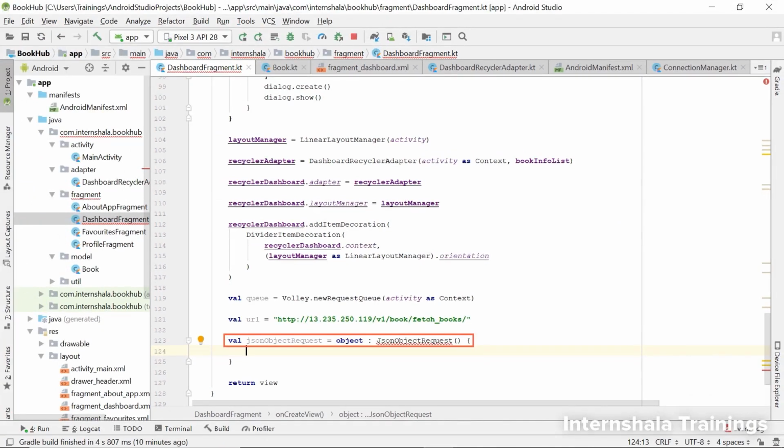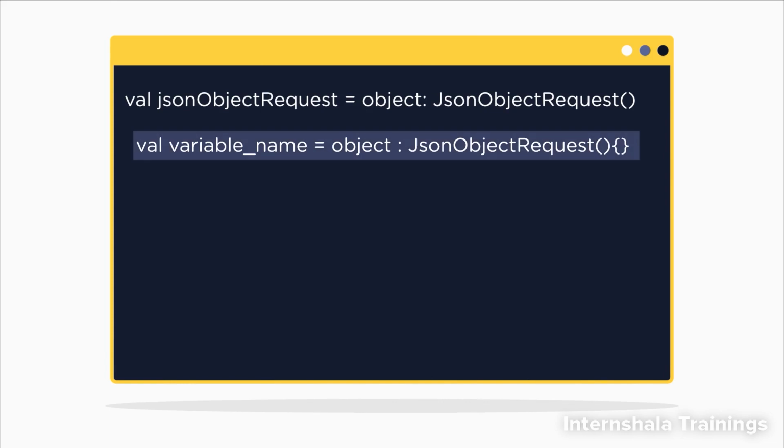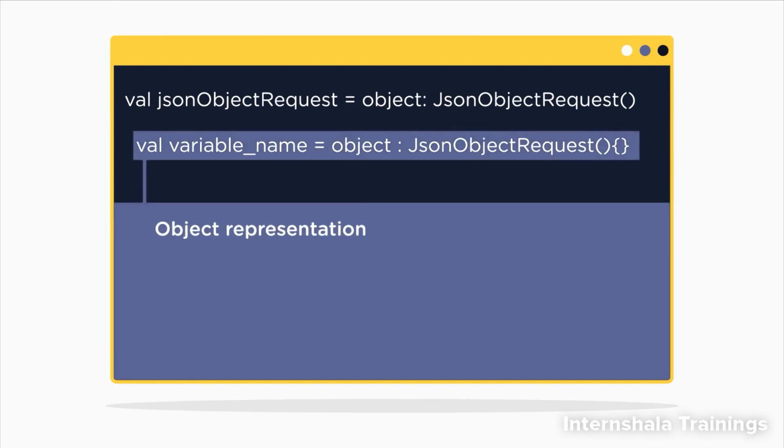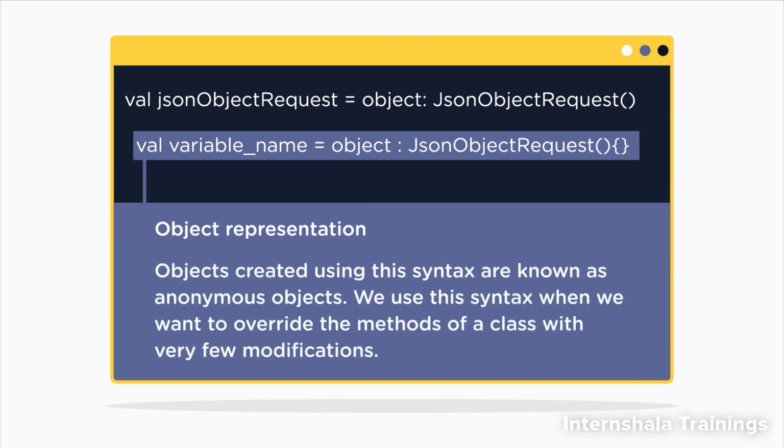Now let's understand what we've written here. We wrote this code and this is the syntax for the code. This is the syntax for object representation. It's a different way of making objects of a class, and the objects that are created using this syntax are known as anonymous objects. We use this syntax when we want to override the methods of a class with very few modifications. But why have we used this syntax in our code? That's because we want to use a method, getHeaders, to send headers to the API.